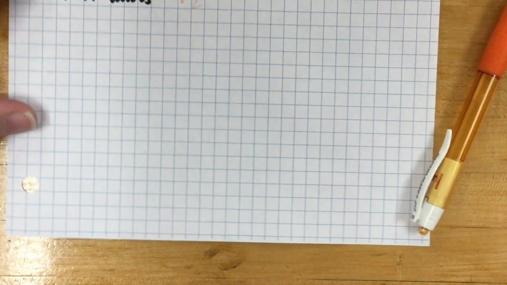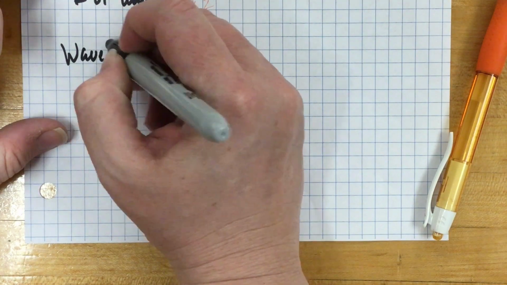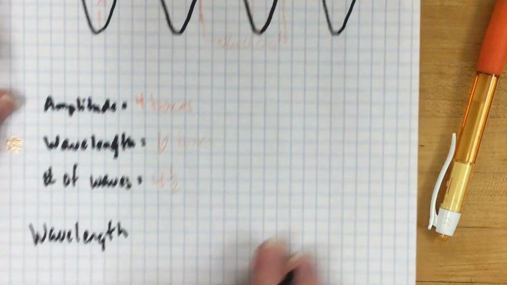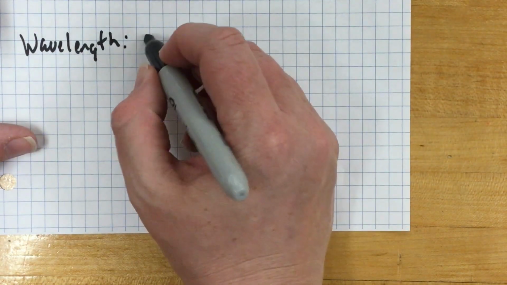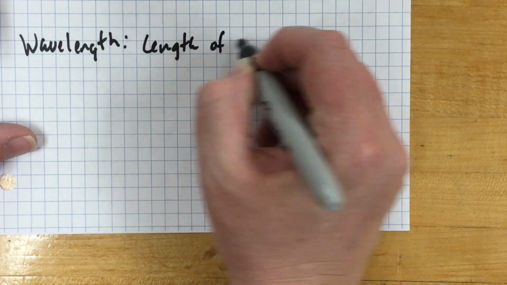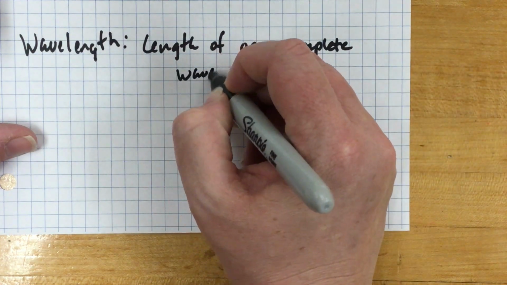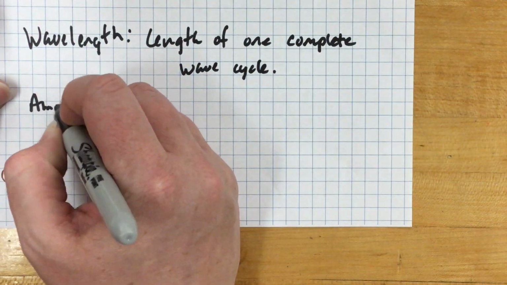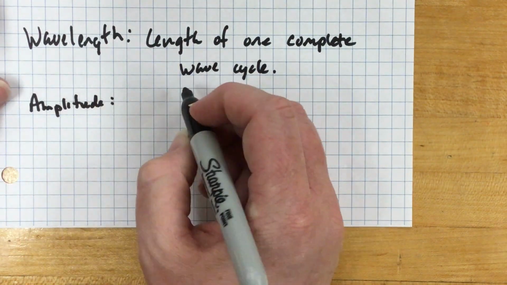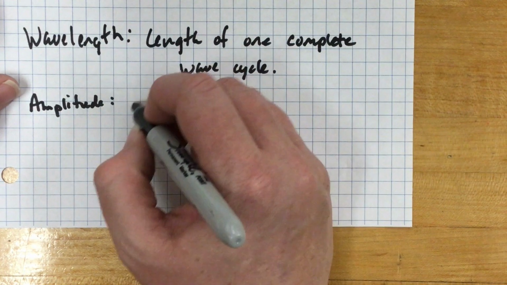Looking at some of the definitions that we have in general, when we're talking about waves, our wavelength is, and that's what we were just talking about up here, going from here to here. It's the length of one complete cycle. And when we're talking about our amplitude, we're talking about the distance from the resting point to the peak.